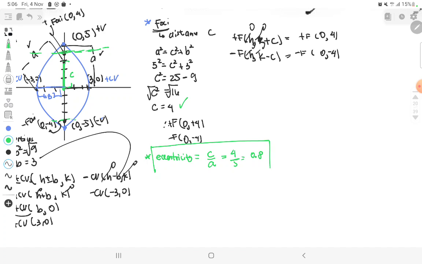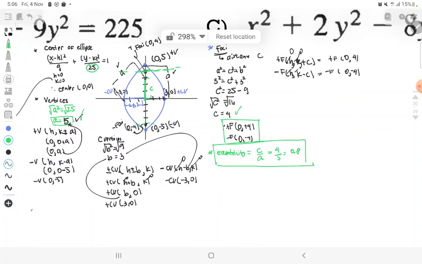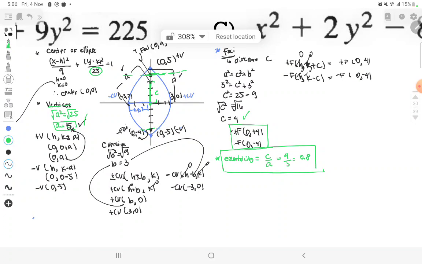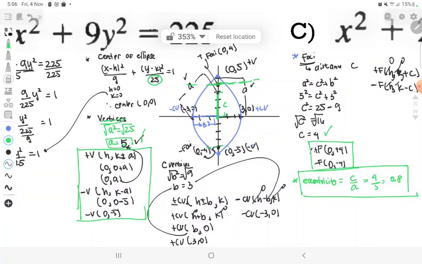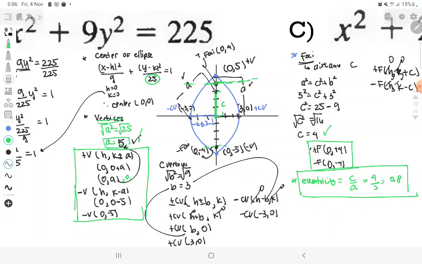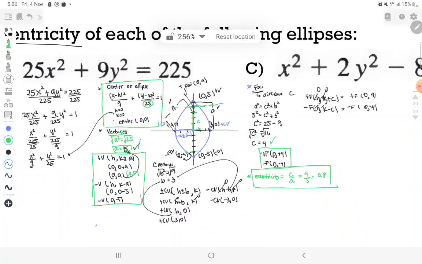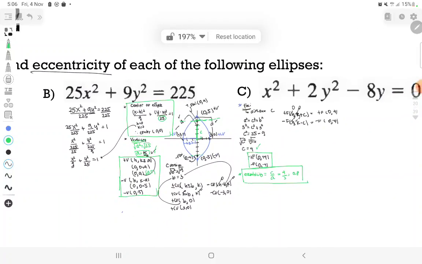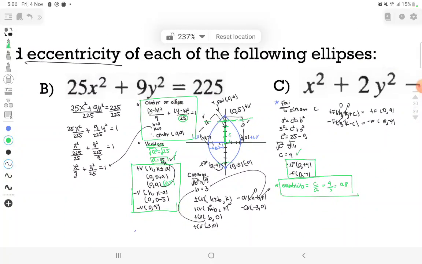This is our eccentricity. This is our foci, and this is our vertices. And this is our center. Okay. That is for our letter b.